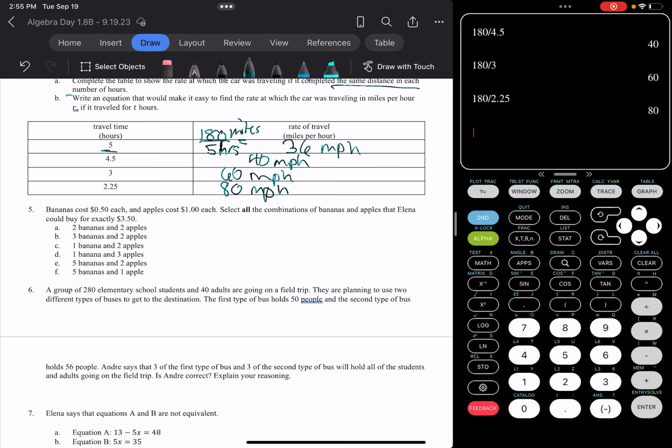Okay? And then it says write an equation right here that would make it easy to find the rate at which the car was traveling in miles per hour r if it traveled for t hours. So if our rate is r equals 180, that's our distance over time t. Okay, that would be the equation we're looking at.